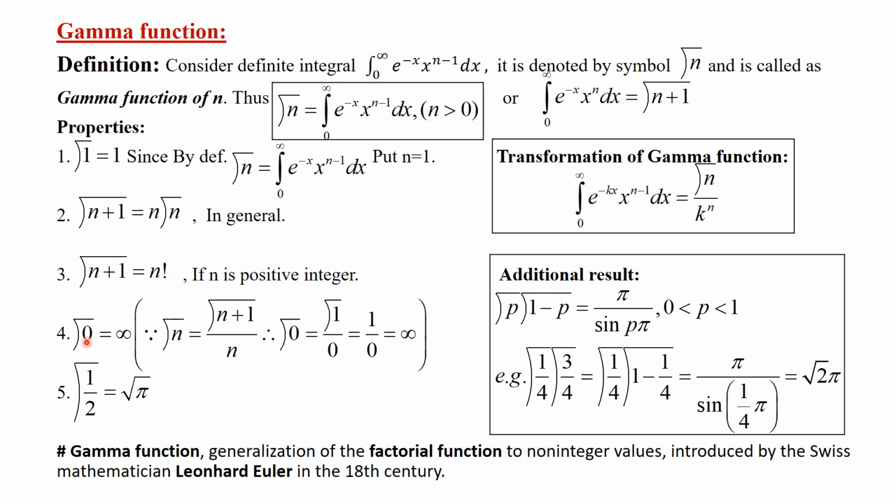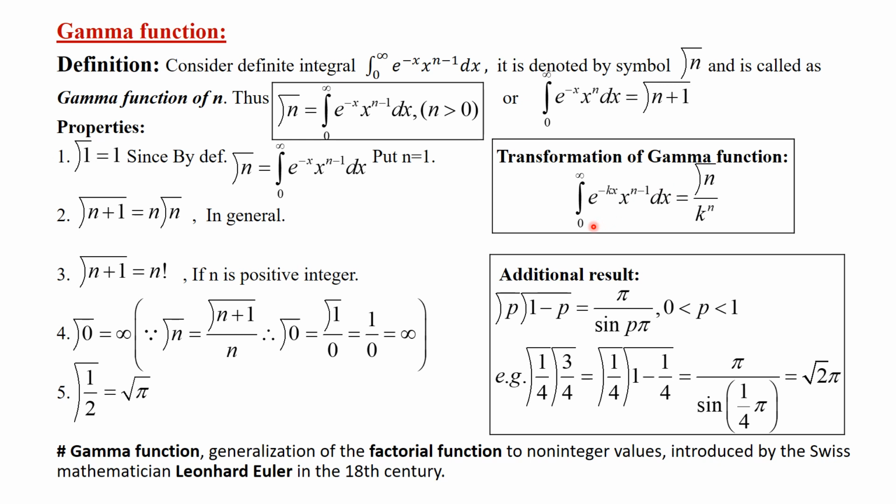Also, gamma of 0 is equal to infinity. Using the property gamma of n plus 1 equals n into gamma of n, we can rewrite it as gamma of n equals gamma of n plus 1 upon n. Substituting n equal to 0, since gamma of 1 is equal to 1, we get 1 by 0, which is infinity, and hence gamma of 0 is equal to infinity. Similarly, gamma of half, by using the actual definition of the gamma function, comes out as root of pi. There are also some transformations of gamma functions.